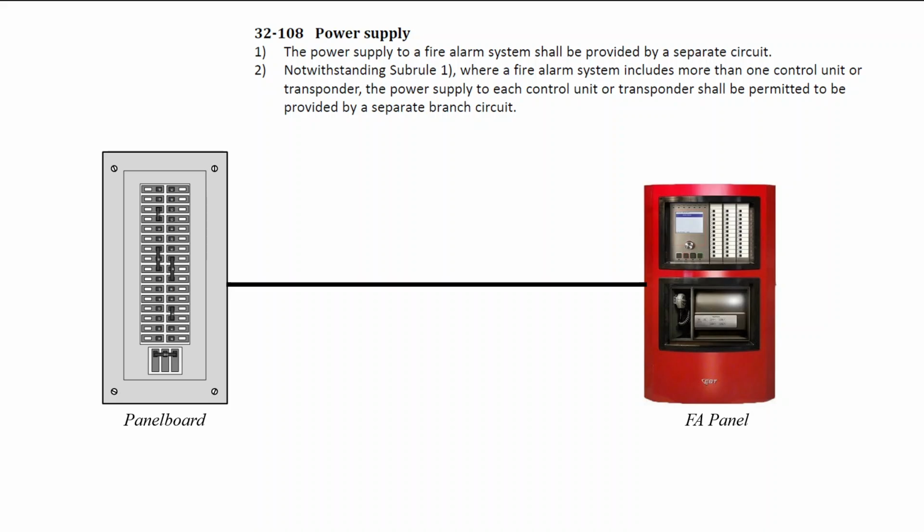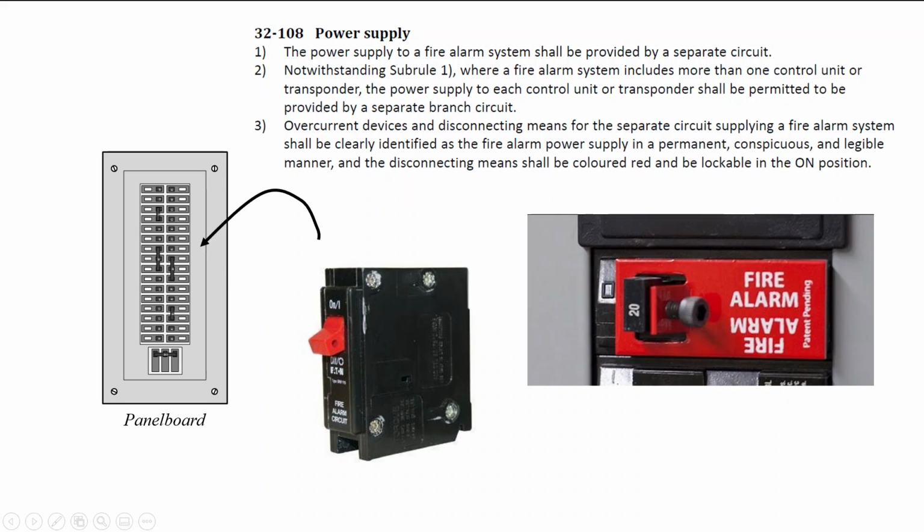32108 is for power supply systems. The power supply to a fire alarm shall be provided by a separate circuit. So we usually have a 15 or 20 amp 120 volt circuit. And then it says, where you have a fire alarm with more than one control unit, so that would be something like a booster panel, then of course you're permitted to have a separate branch circuit to that object.